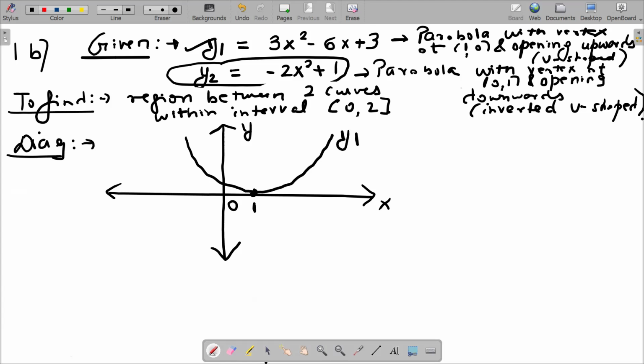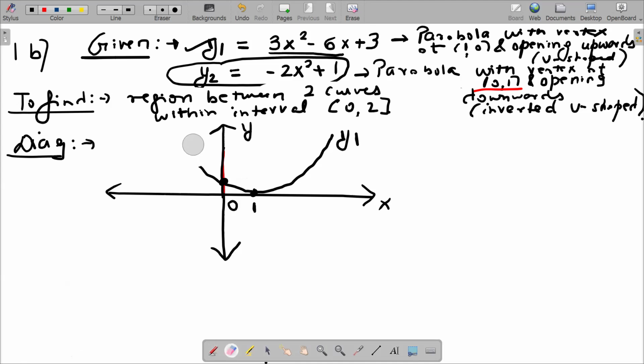This is Y1, and in red color, vertex is at 0, 1. So let's say this is 1. Okay, so since we are drawing a rough sketch, we need to be somewhat accurate, not exactly accurate. So let me also find this point for all students. What will this point be? So when X is 0, what will Y1 be? When X is 0, Y1 is 3.